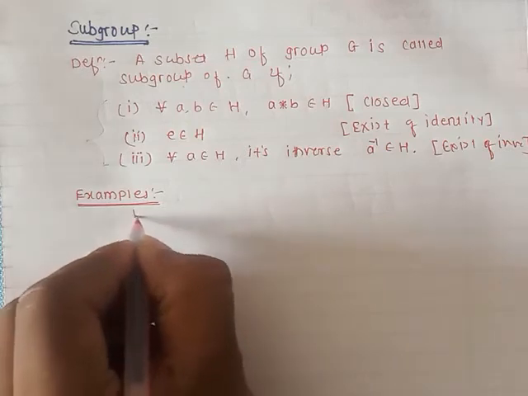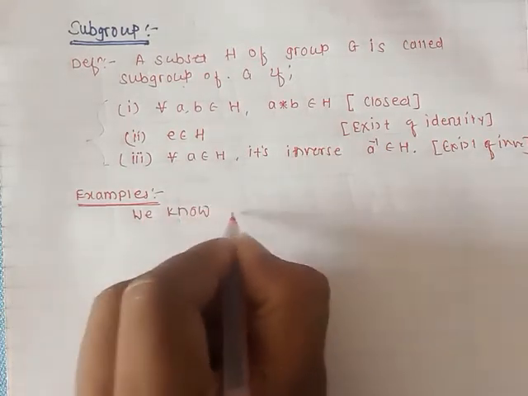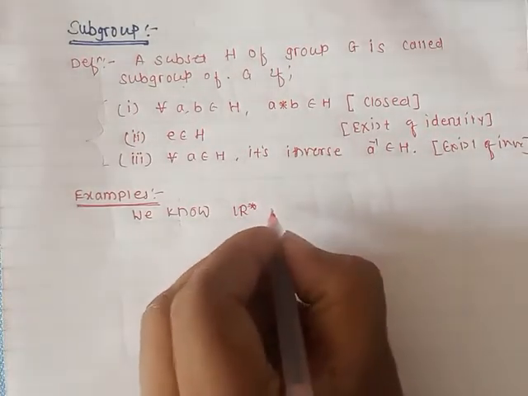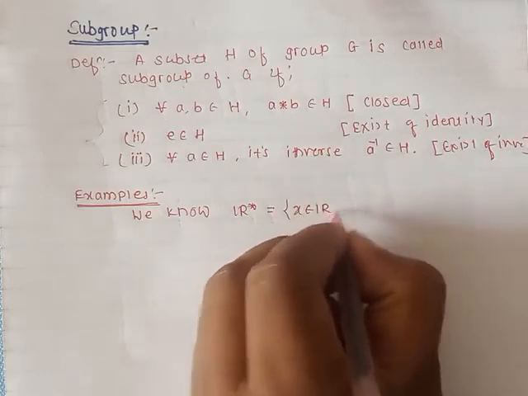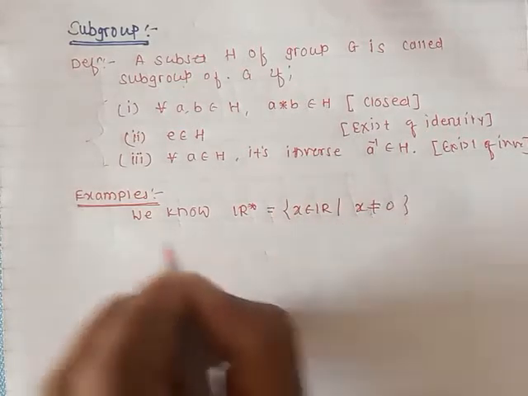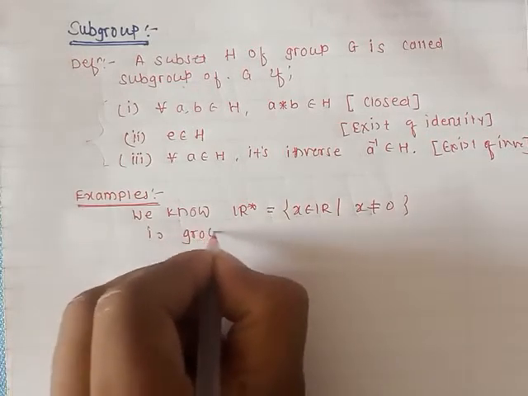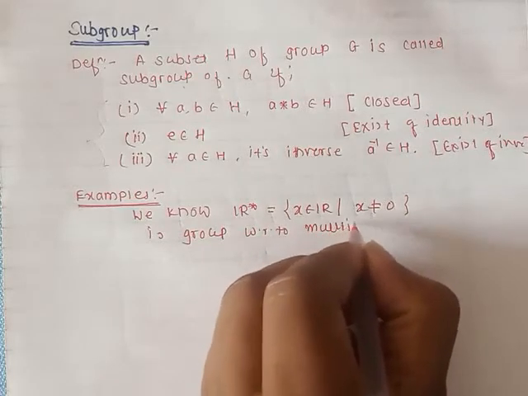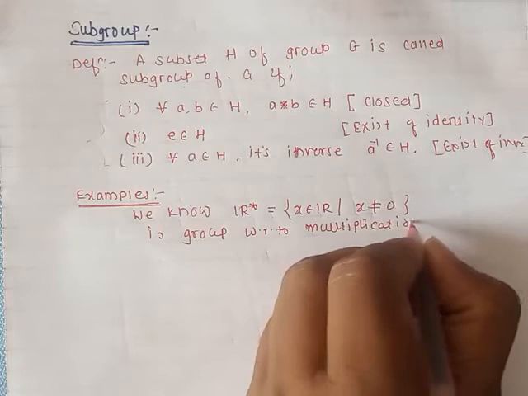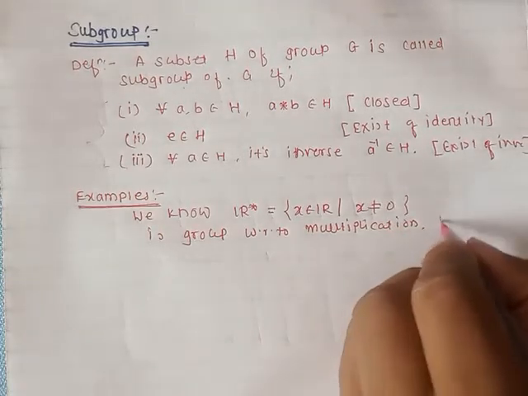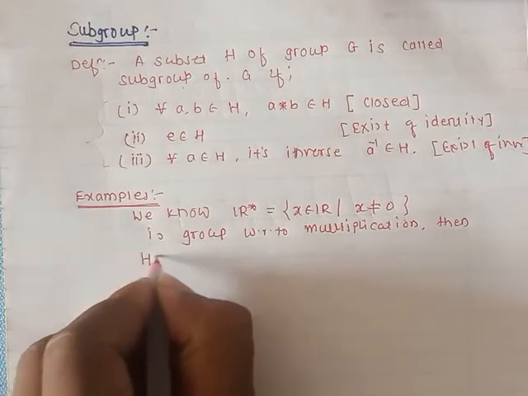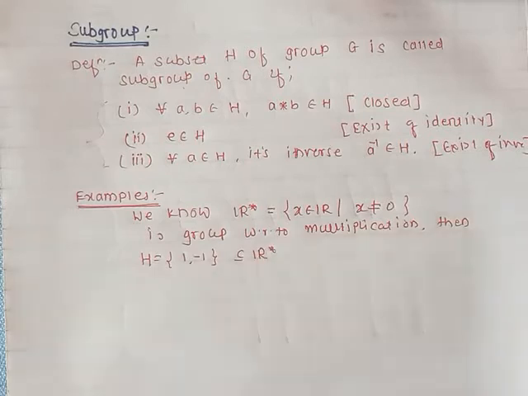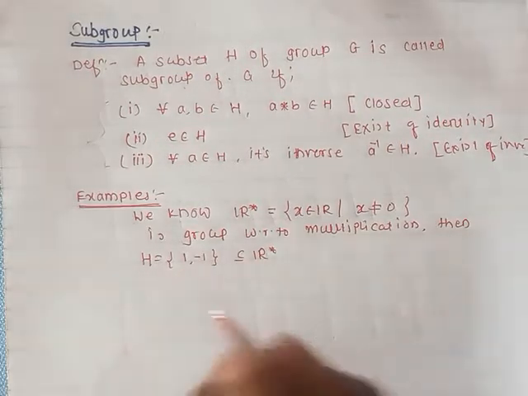Example, we know that R star, that is non-zero real numbers, R star is what? X belongs to R such that X is not equal to 0, is a group with respect to multiplication. Then capital H is equal to the subset {1, minus 1}, which is a subset of R star. These are the non-zero real numbers and a subset of R star.